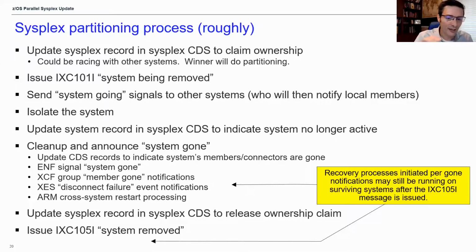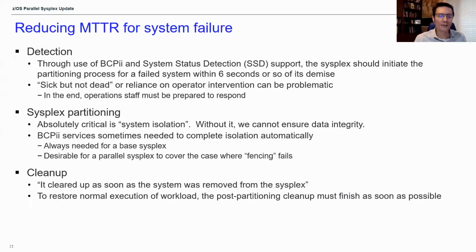So there's a lot of cleanup work. There's a lot of things that take place to partition a system out of the Sysplex when you have an outage. So what have we done for mean time to recovery for Sysplex for system failures in a Sysplex? Well, there's been a lot of things that have been done in recent years.